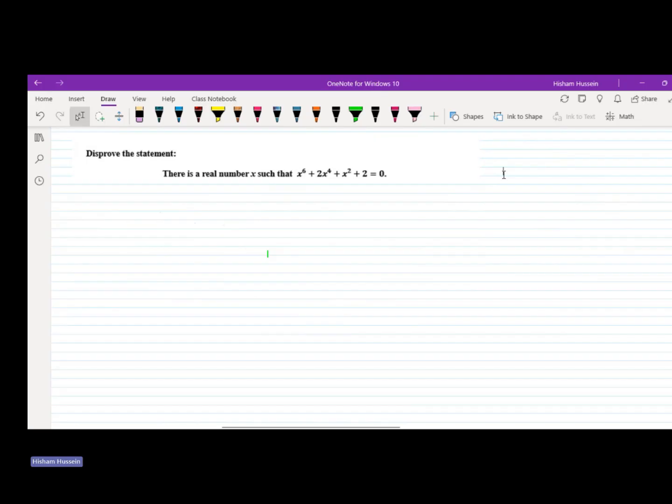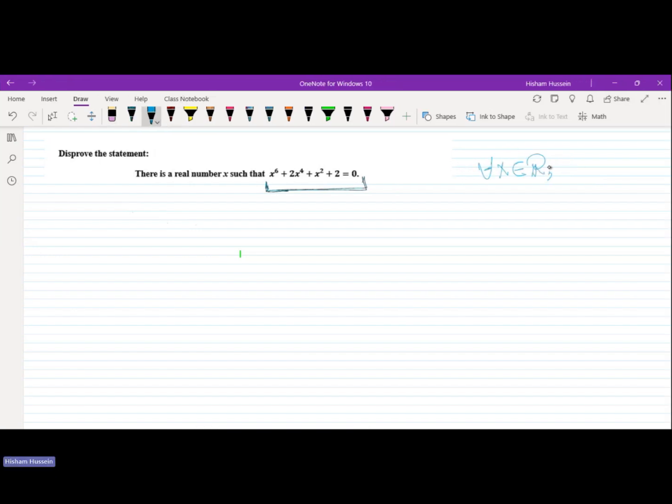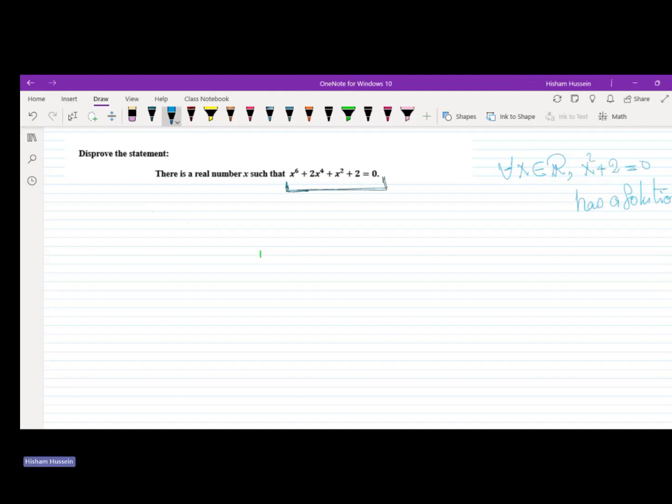In this statement, there is a real number x such that x to the power 6 plus 2x to the power 4 plus x squared plus 2 equals 0. The question is, negate the statement that this equation has a real solution. Think about this equation, x squared plus 2 equals 0, for every x belonging to R. x squared plus 2 equals 0 has a solution. Can you try negating this statement? Start with this one. x squared plus 2 has a solution. We need to negate this statement. How come? x squared plus 2 equals 0.